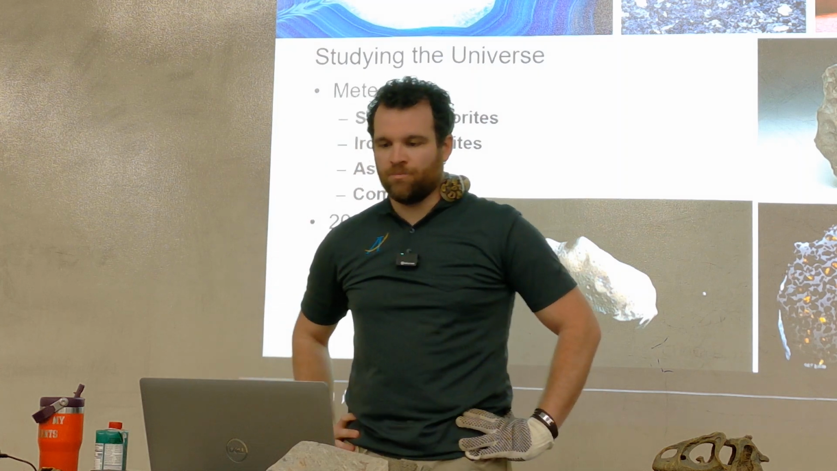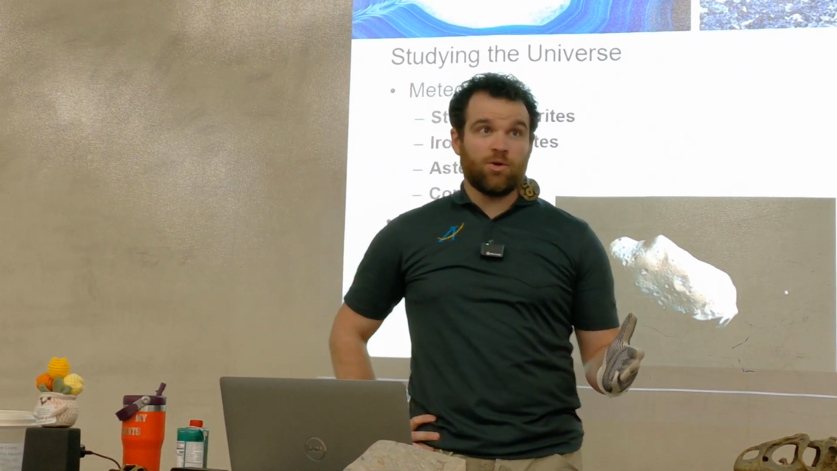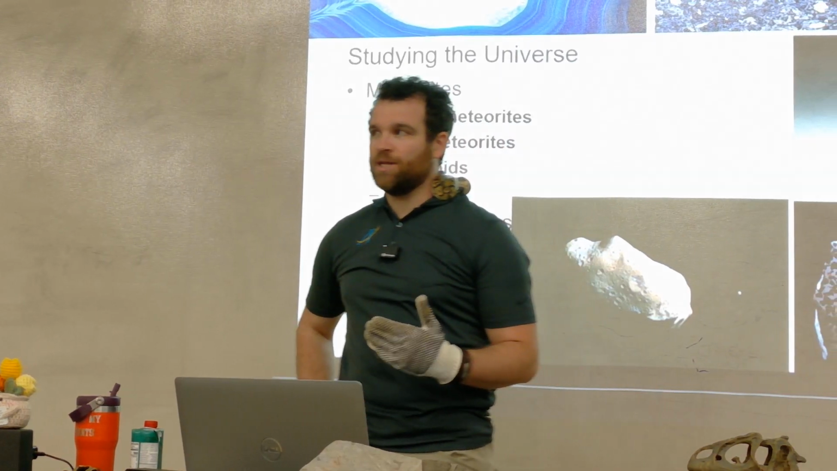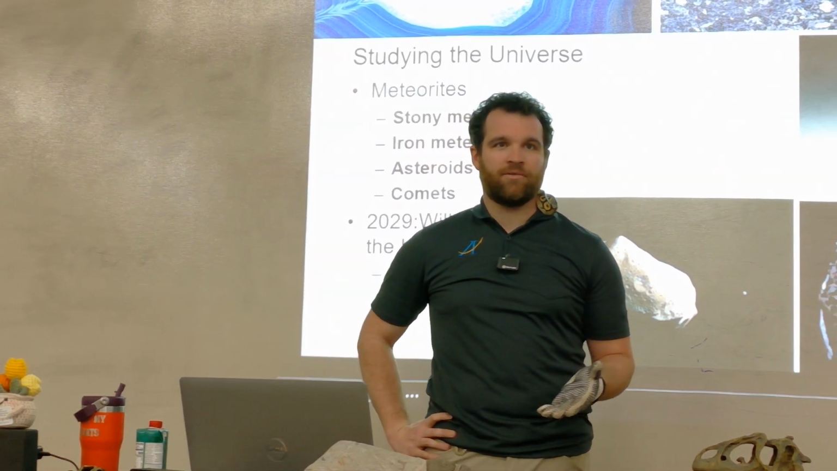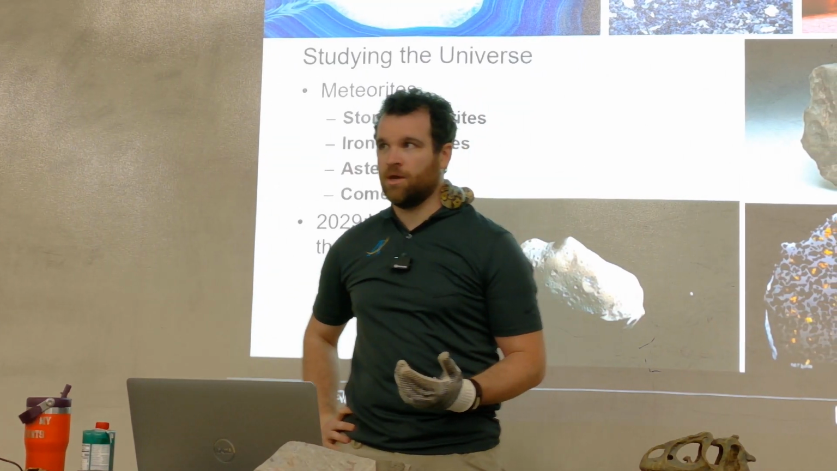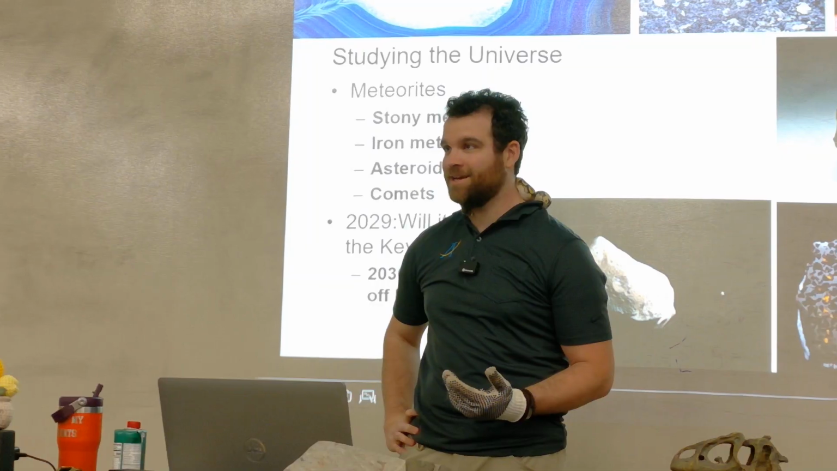Okay, so we learn a lot about the history of our solar system and the universe in general by studying these things, but they can also present a problem, right? Meteorites, every now and then, will strike someone's house. They'll destroy someone's car. They'll even land on a person. Very, very, very rarely.